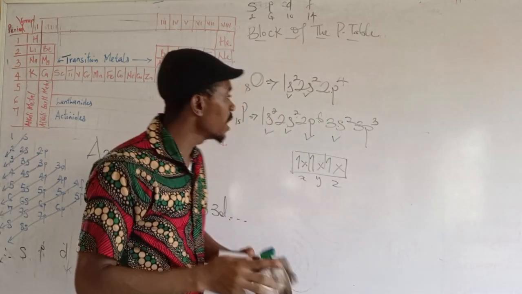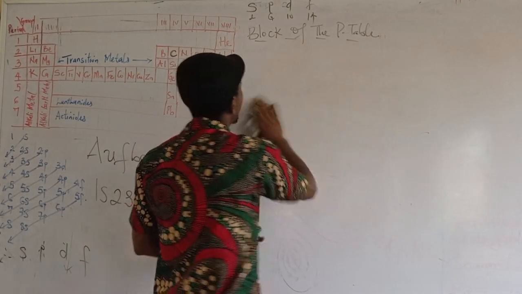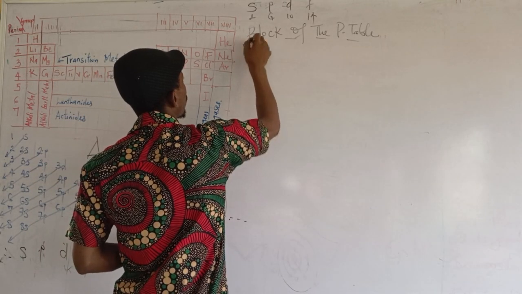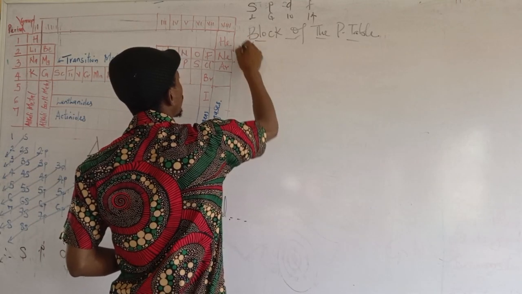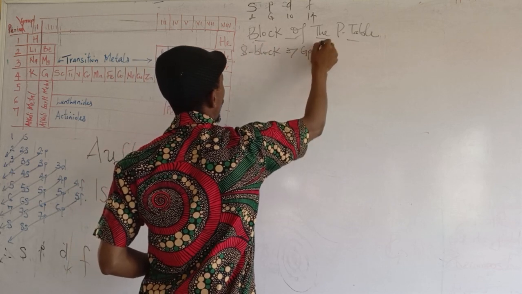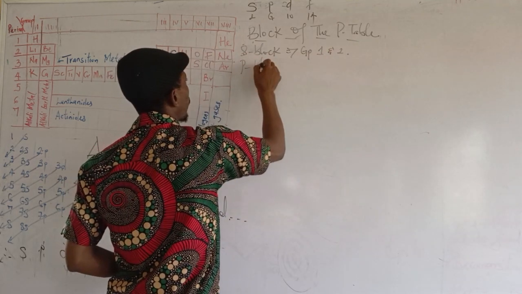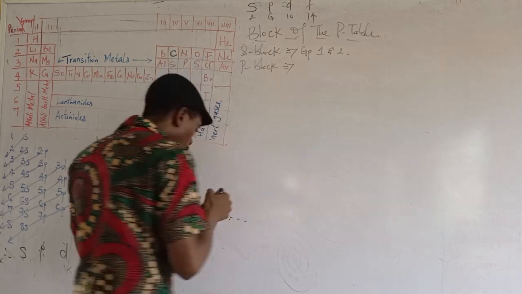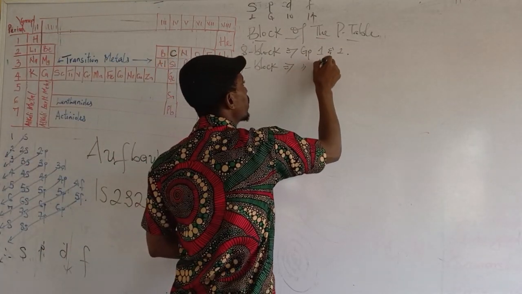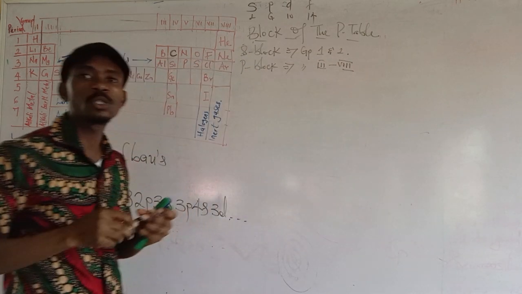And that is applicable to any element you are asked to calculate the number of unpaired electrons for. So we have seen that the s block consists of elements in groups 1 and 2. Then the p block consists of elements in groups 3 to group 8. Group 8 is otherwise known as group 0.